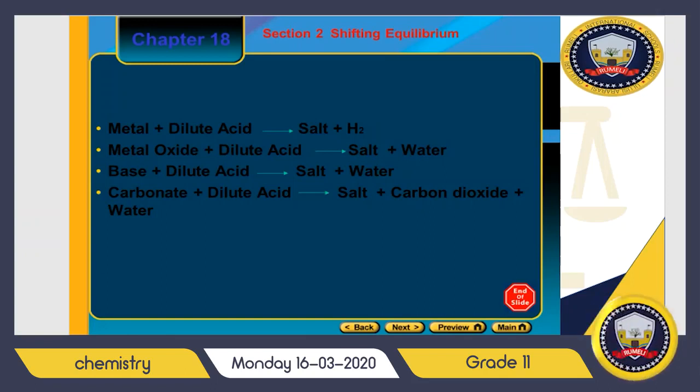That means if the salt is soluble in water, the reaction can be reversible, but if the salt is a solid or precipitate, the reaction may be irreversible. According to what? According to the degree of ionization of this solid or precipitate. If it is completely unionized, this means the reaction is irreversible, but if it is partially ionized, the reaction can be reversible.